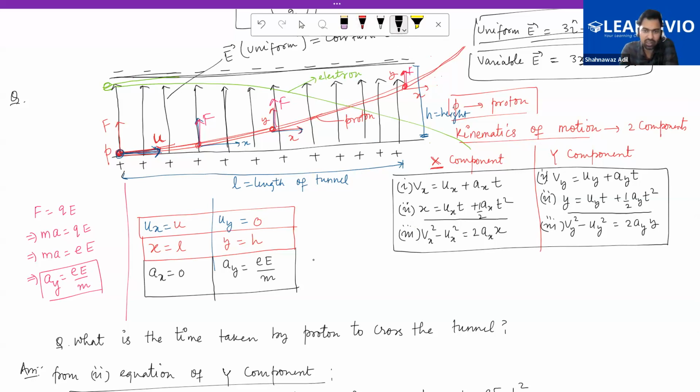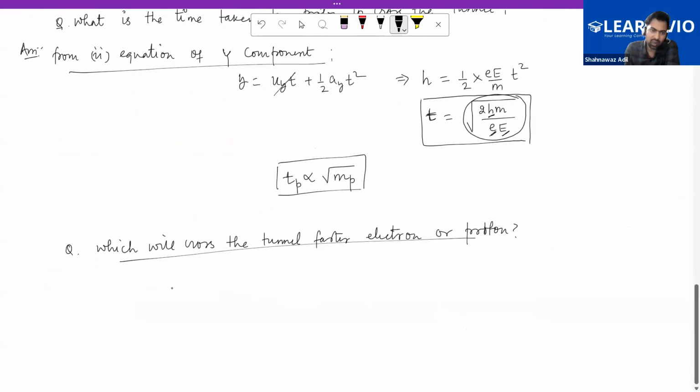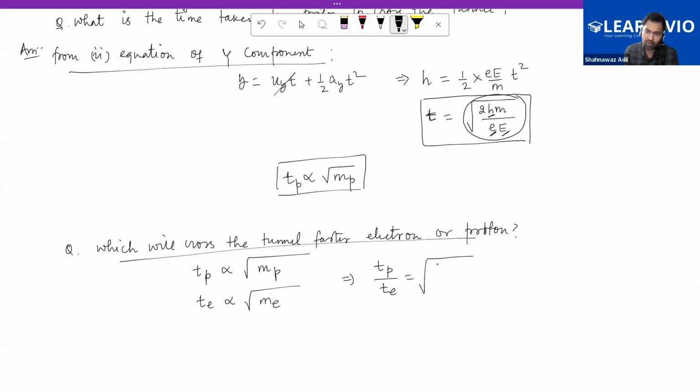So let's again look at the question. What did we get? We have got that Tp is directly proportional to root of Mp, and T electron would also be proportional to root of the mass of the electron. So if we divide Tp by T electron, this would be root of Mp divided by Me. Now you can tell me, which mass is bigger, mass of proton or mass of electron? Which one is bigger?